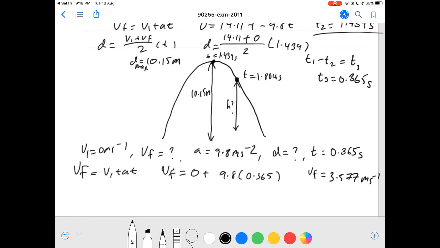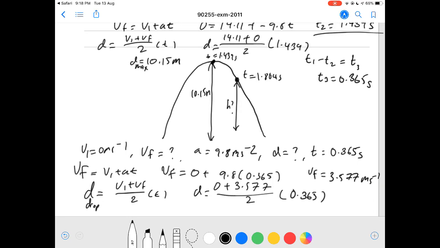So now you have everything you need to find your distance. You can say that D drop is equal to VI plus VF over 2 times T. So D equals VI, which we know is 0, plus VF, which we know is 3.577, over 2, times our time, which is 0.365.